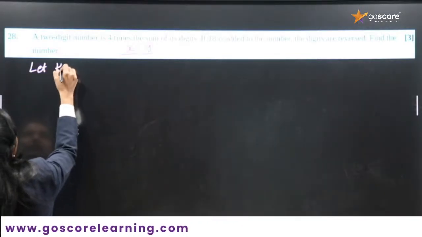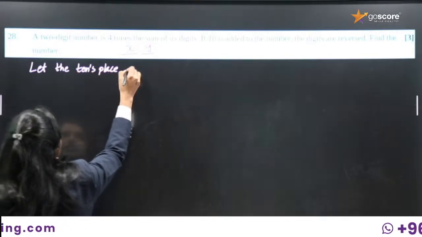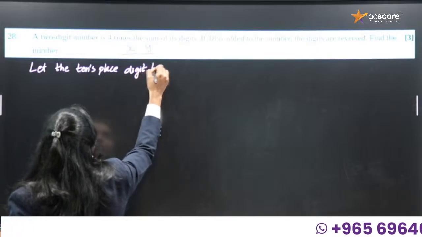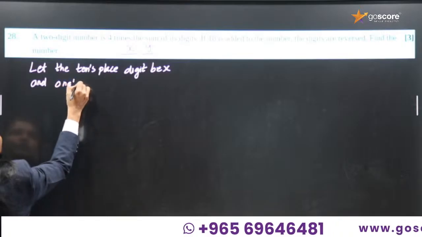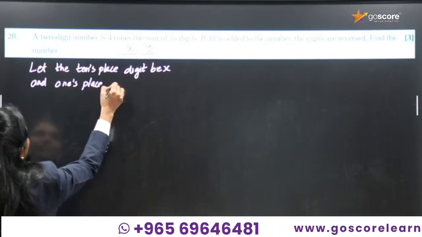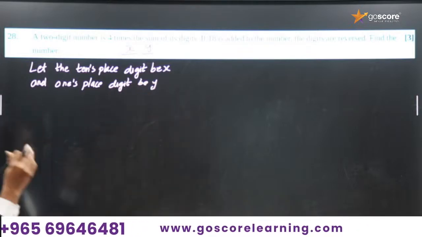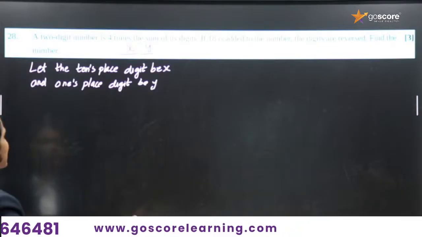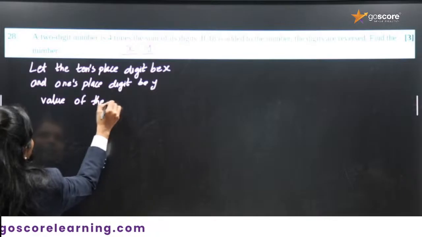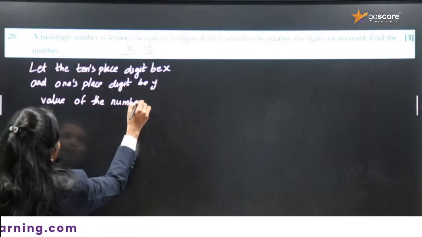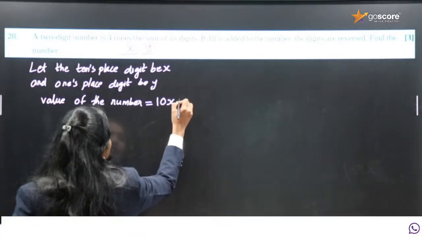Okay, let the tens place digit be x and the ones place digit be y. Now if the tens place is x and the ones place is y, then we can write the value of the number. This thing you need to remember. The value of the number will be 10 times the tens place digit plus y.